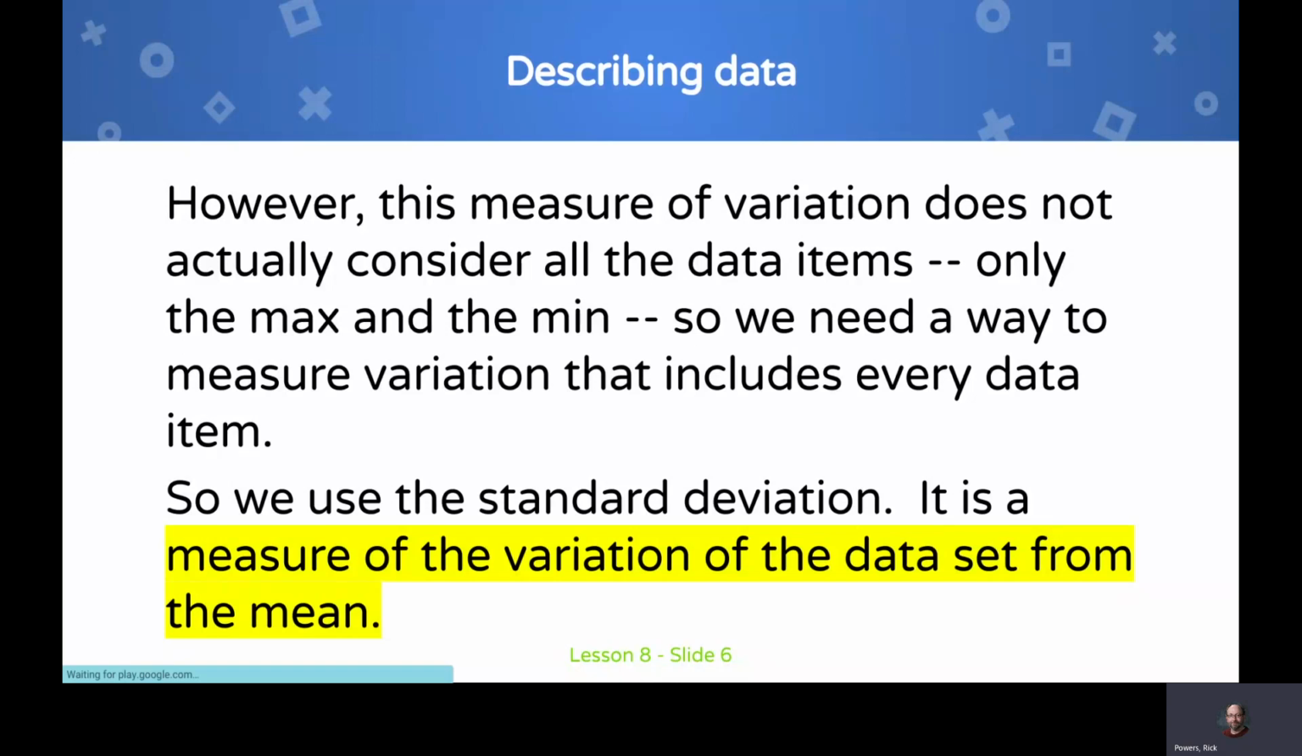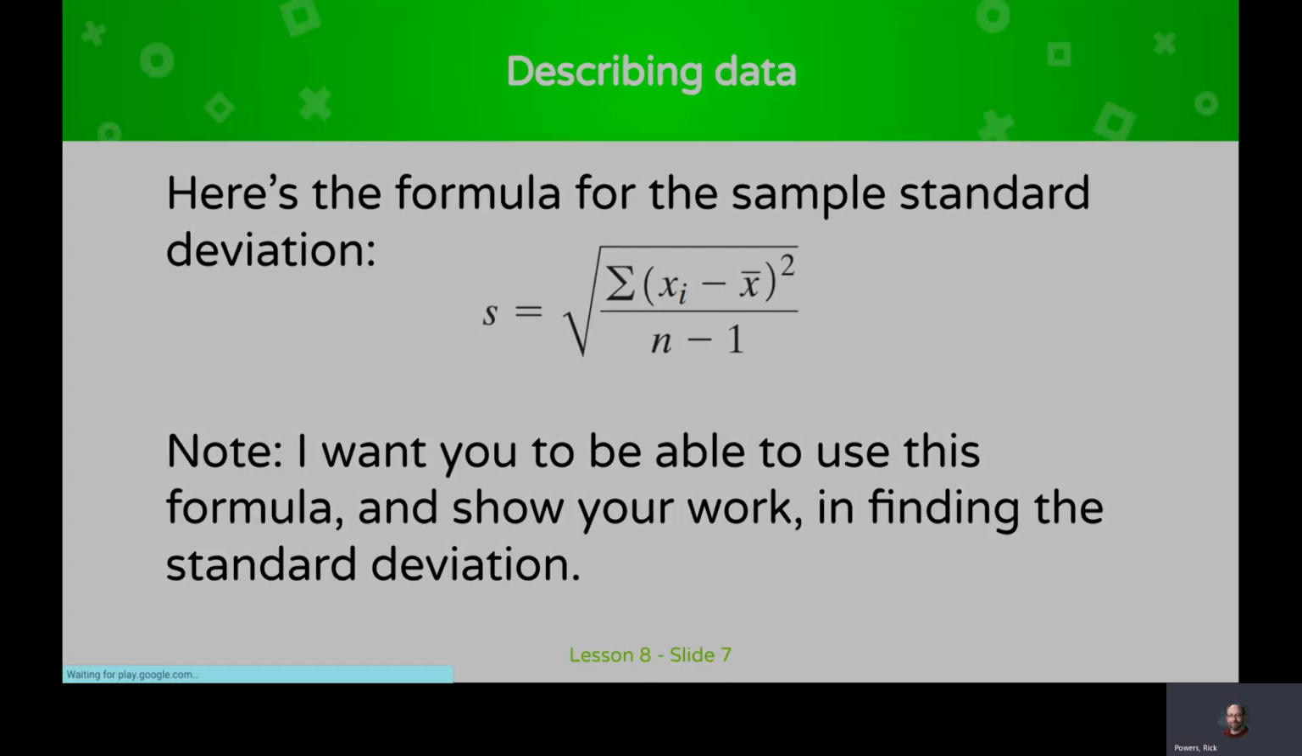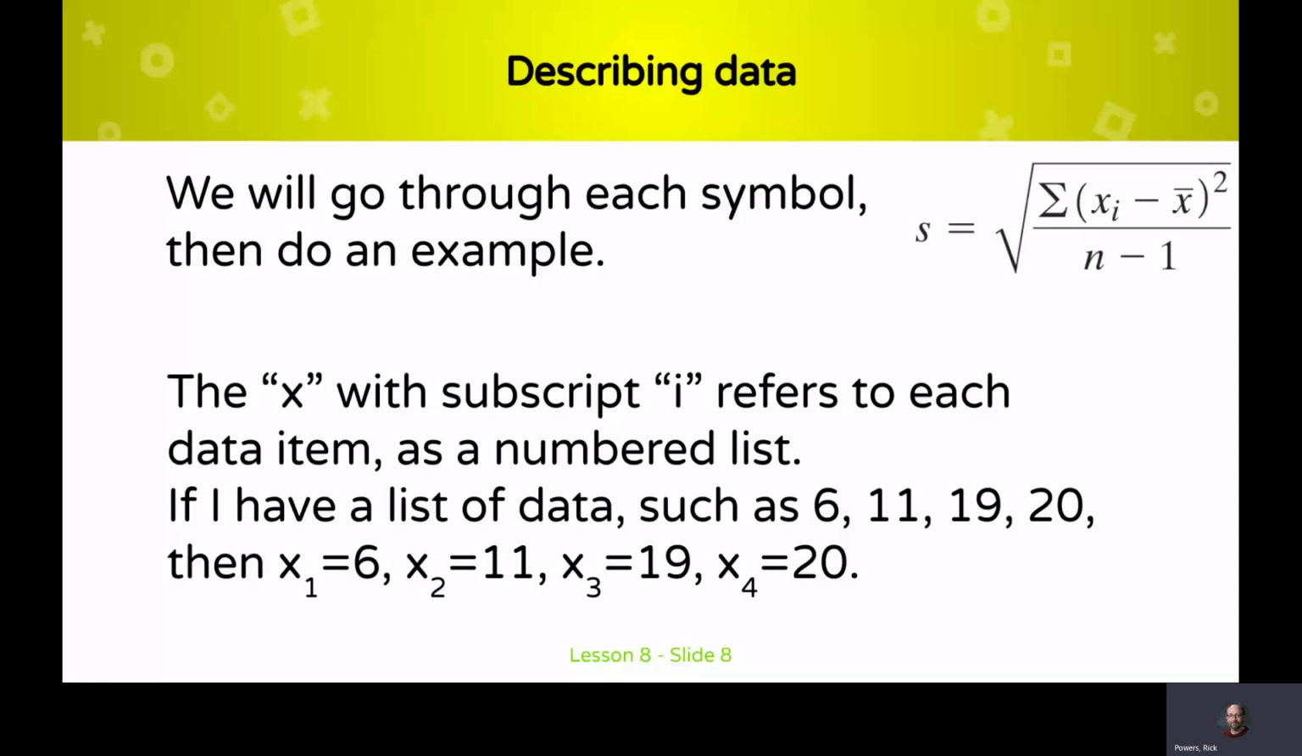Here's the formula for the sample standard deviation. Pretty complicated, but note, I want you to be able to use this formula and show your work in finding the standard deviation. We will go through each symbol, then do an example. The X with the subscript i refers to each data item as a numbered list. If I have a list of data, 6, 11, 19, 20, X1 is 6, X2 is 11, X3 is 19, X4 is 20.